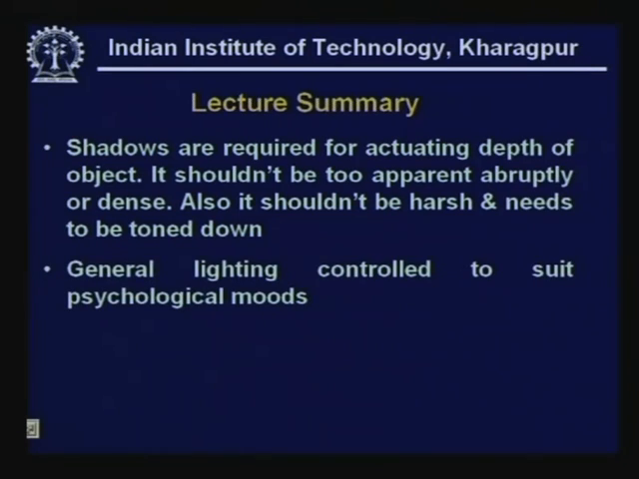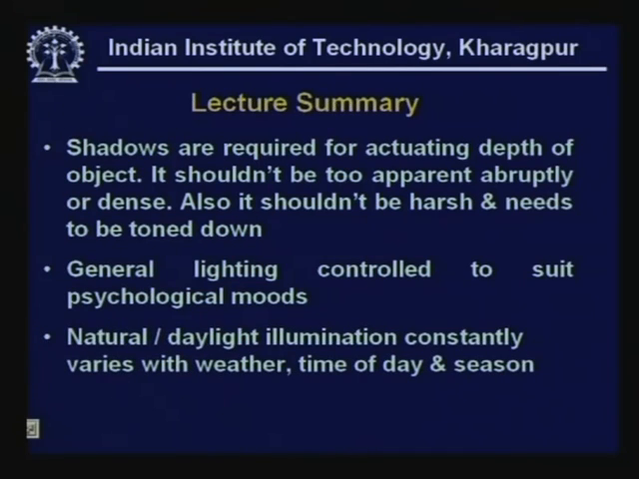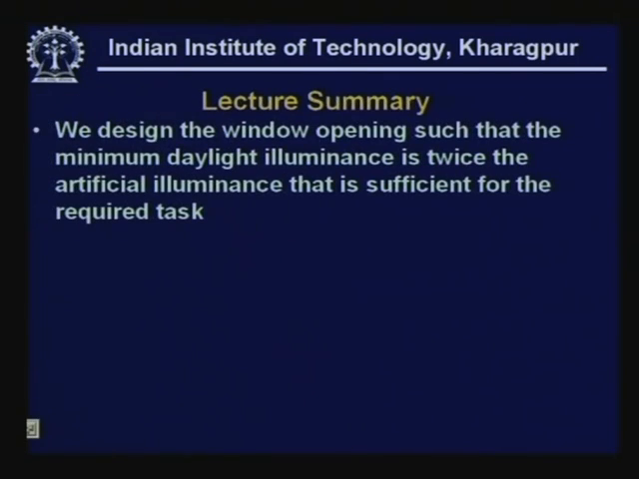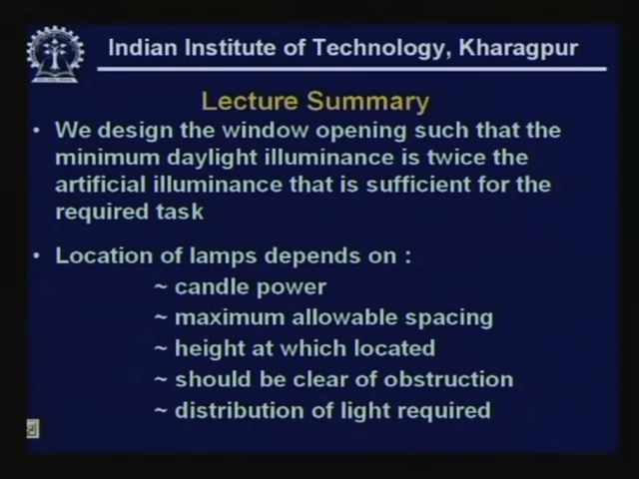The general lighting is provided with controls to suit psychological moods. The natural light or daylight illumination varies with the weather, time and season, therefore windows are accordingly designed. Window openings are such that the minimum daylight illuminance is twice the artificial illumination sufficient for the required task. The location of lamps depends on the candle power, spacing allowable, and height at which located, keeping in mind they should be clear of obstruction and provide the required distribution of light.